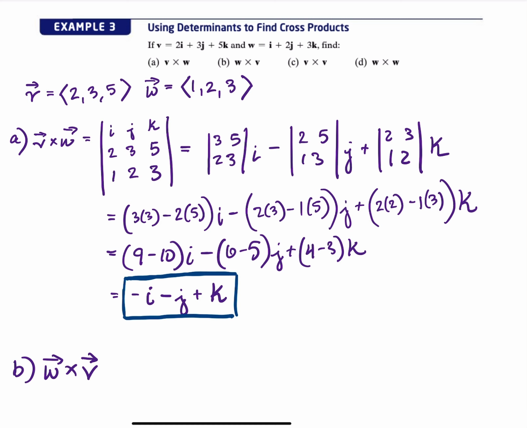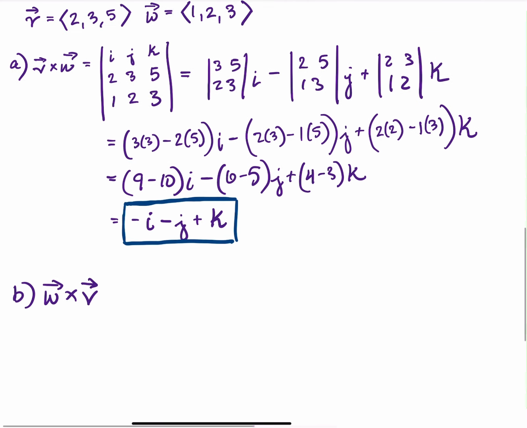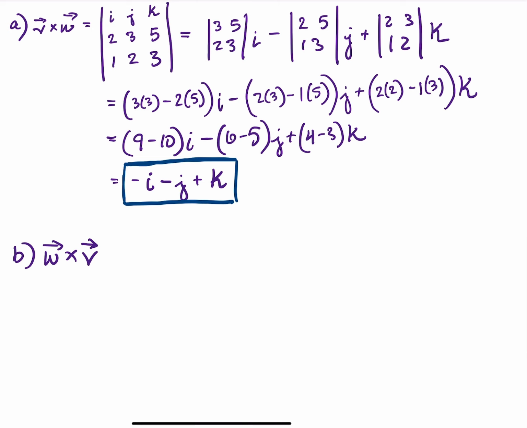We saw with the dot product that that operation was commutative, meaning that the order doesn't necessarily matter. V dot W is the same as W dot V. But is the same true for the cross product? Let's find out. If we flip the order in which we cross these two, do we get the same result?